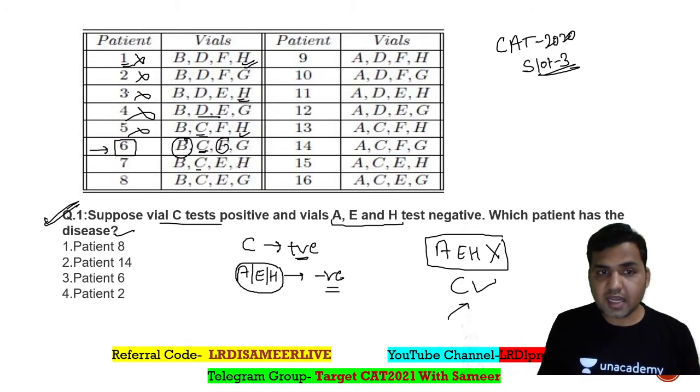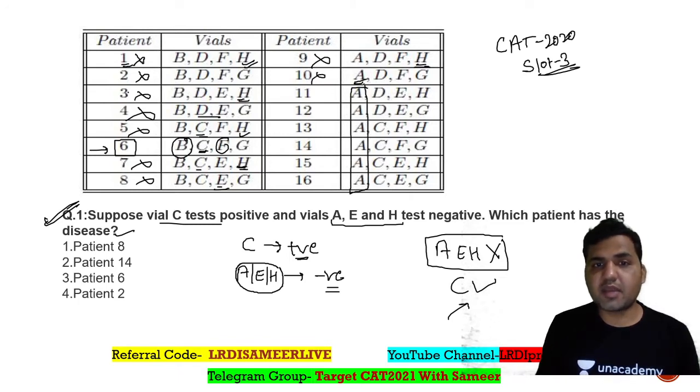Patient 7, H is present, so eliminated because H is showing the negative result. Here E is present, so it will be eliminated. H is present, eliminated. A is present, so all these patients have vial A, and because A shows the negative result, all these patients will be eliminated.